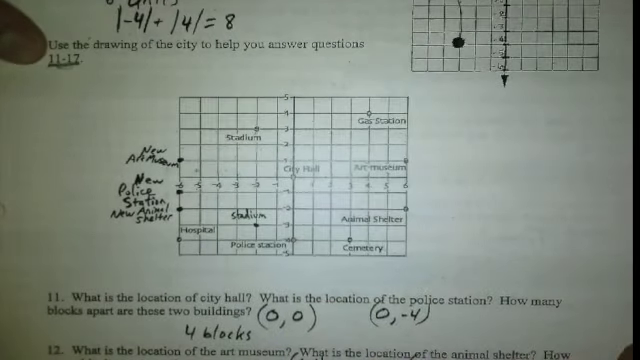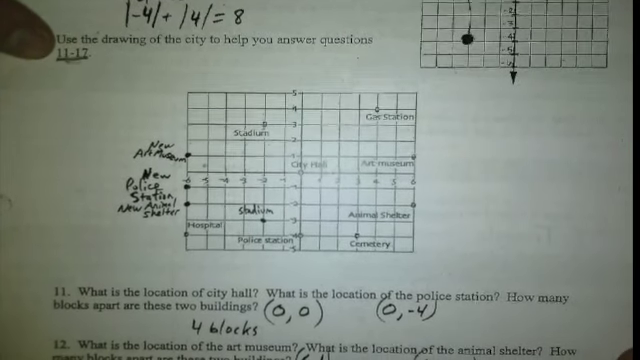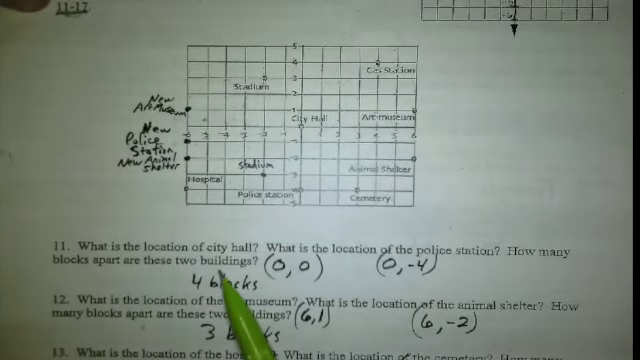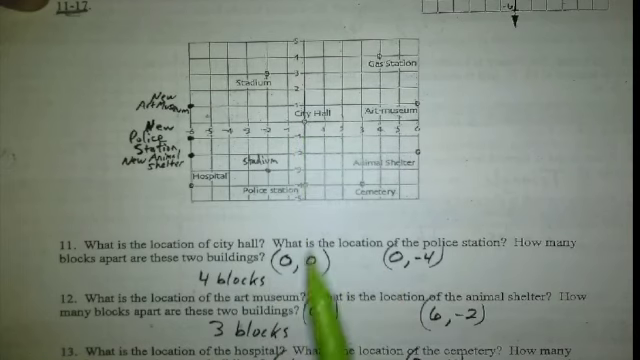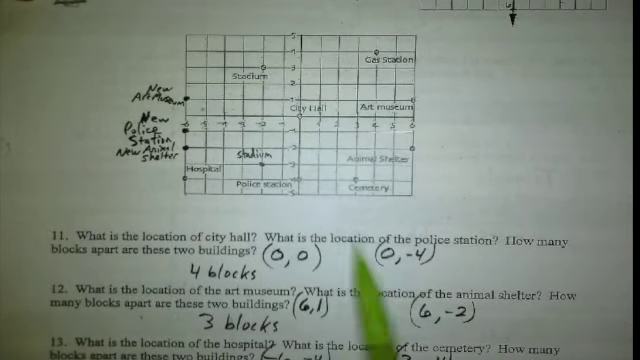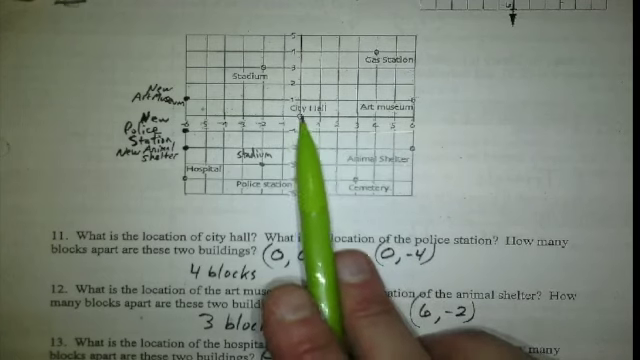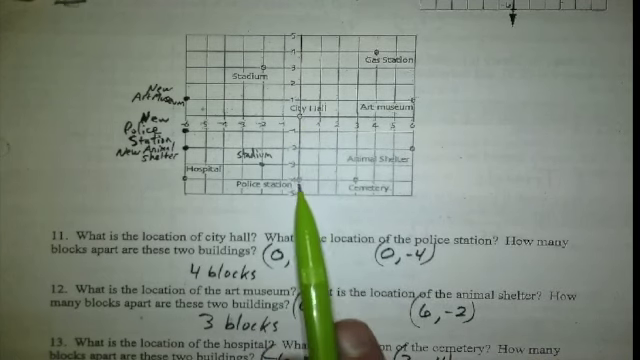The next example you need to use to help you with questions 11 through 17. So what is the location of City Hall? That's at the origin, so the location is 0, 0. What is the location of the police station? It is at 0, -4, meaning that you don't go left or right, it's just down here at -4.